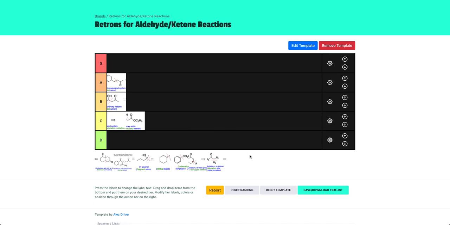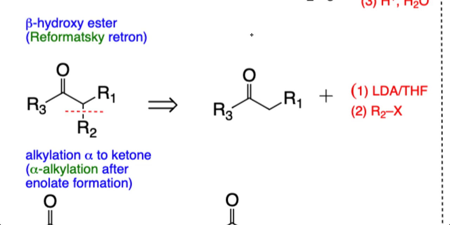However, the next reaction is another simple one, and it's a lot of fun. And this is just an alkylation after an enolate formation. So essentially, you have a molecule that looks like this, you form your enolate negative charge here, and then you can just add another R group by using RX, where X is any halogen, well, not any halogen, chlorine, bromine, or iodine.